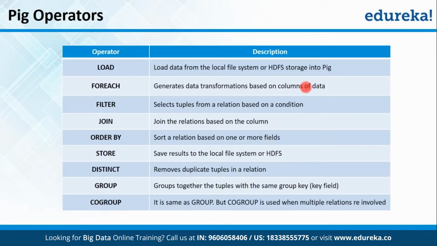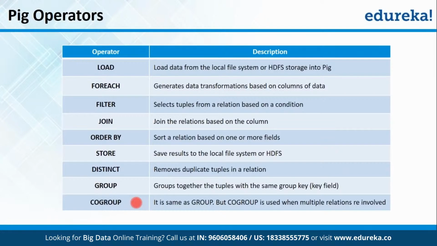We are going to see it in practical today as well, so you'll get clear from there. Okay. Filter is as simple as filtering the relation on the basis of a condition. Join is to join two tables or relations on the basis of a column. Order by is to sort a relation or values on the basis of one or more fields. Okay. Store is another relational operator used to store the data onto the HDFS or the local file system. Distinct is nothing but to remove the duplicates from the set of rows. Group is to group the data on the basis of a particular field. Co-group is nothing but a join operation between two relations followed by a group operation based on a field, right?